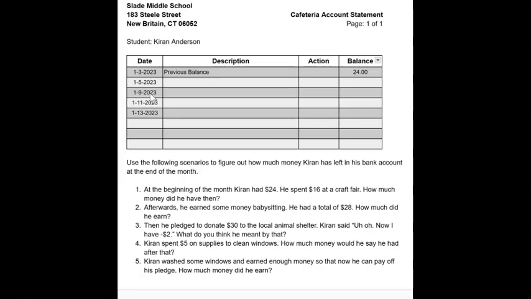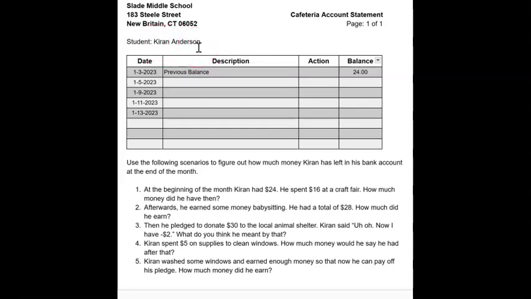Okay, so now you have this last bank statement that you're going to do on your own. I will help start you off, but you are going to complete the rest of this on your own. If you turn this in blank, I will return it back to you and tell you that you need to continue working on it. All right, so here's a statement for Kieran Anderson.